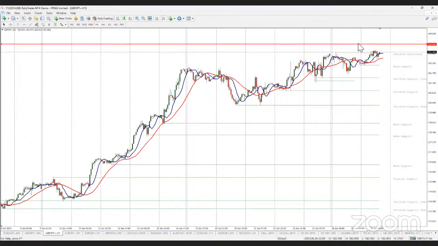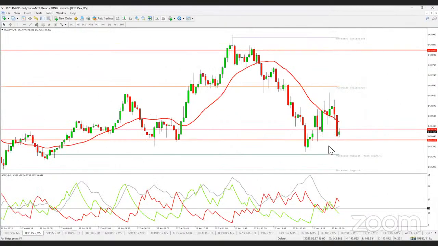Or let's make it at this level. Once price gets to this point, you can buy 138.420. Yes, for USD JPY, of course, 5 minutes time frame. We're using 5 minutes time frame. Now look at it.